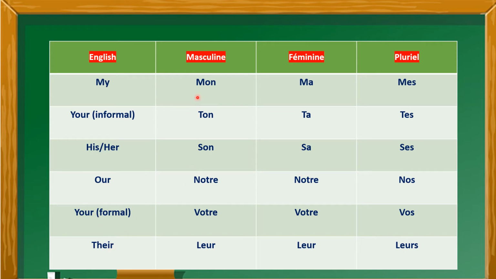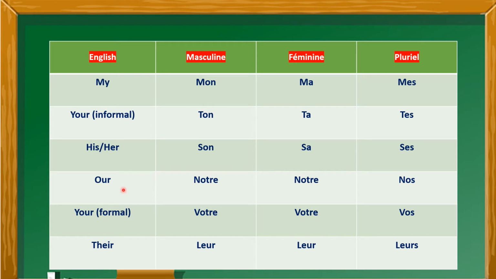But in the French language, they are separated according to the gender of the noun. For example, for my, they use mon for a masculine noun, ma for a feminine noun, and mes for a plural noun. And here we use tu for informal. Informal here means for a person who is younger than you, or we can use it for our friend or for a familiar person. Ton we use for masculine, ta, tes. For his and her we use son, sa, ses.